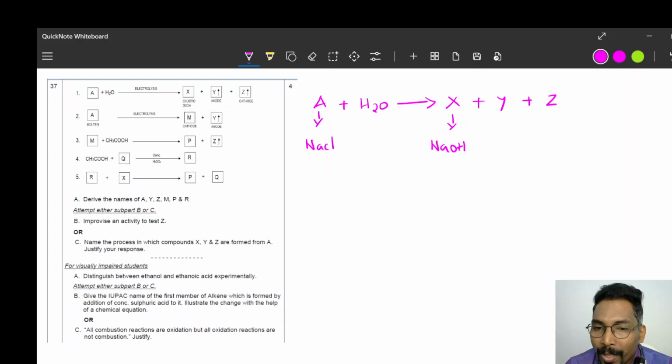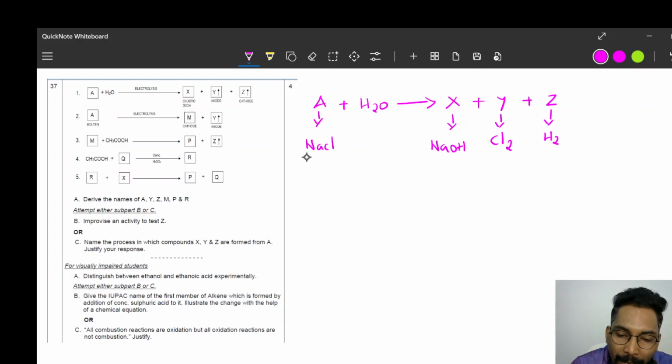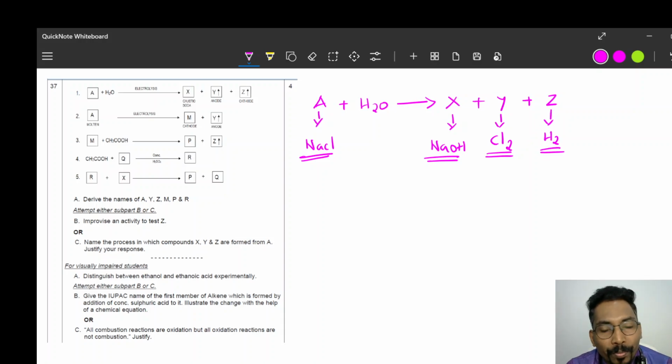At the anode, what will be there? Chlorine gas, Cl2. And at the cathode, hydrogen, H2 gas. So this is the first equation. I hope it's clear. So A is NaCl, X is NaOH, Y is Cl2, Z is H2. That is the first one.